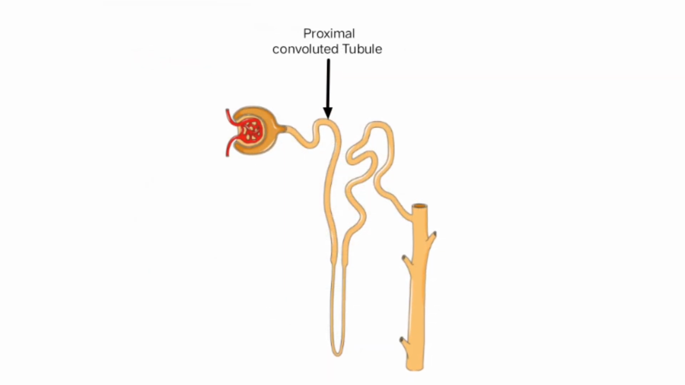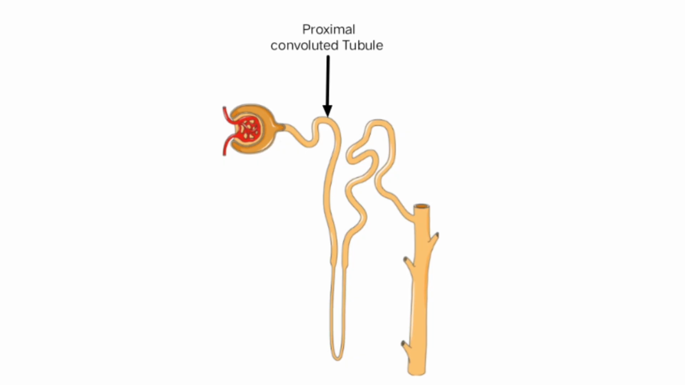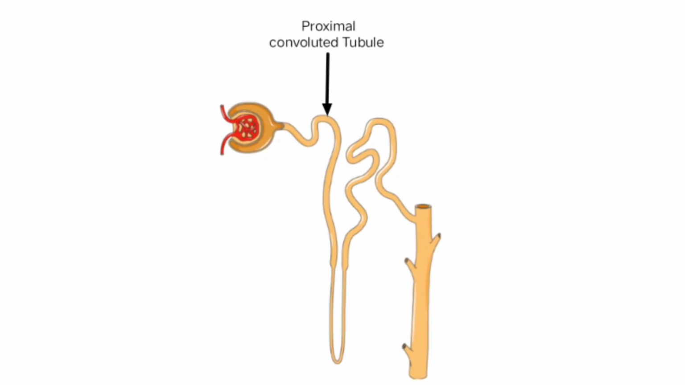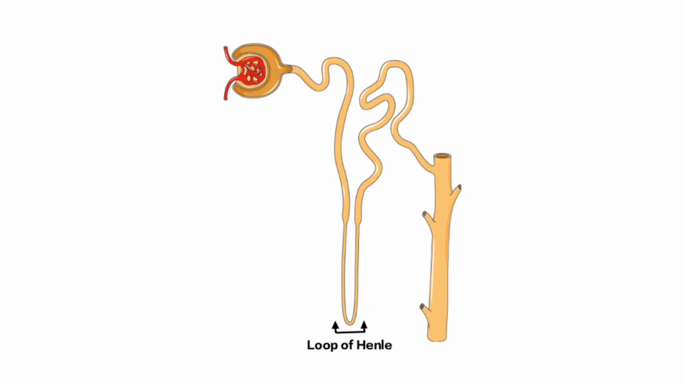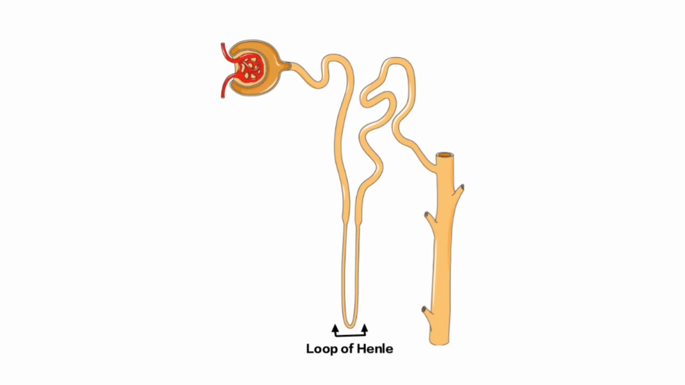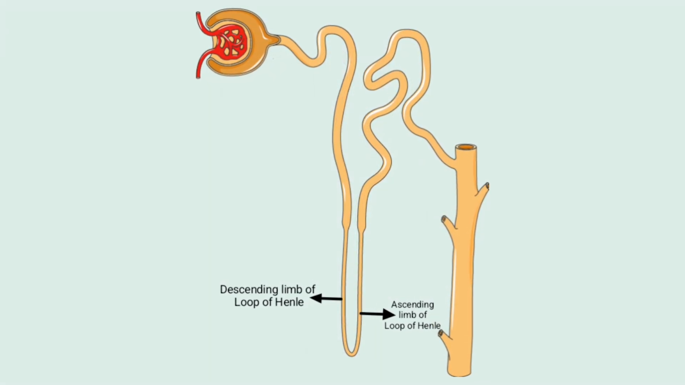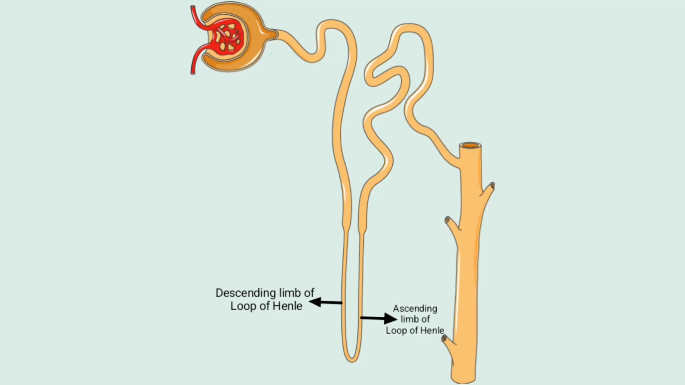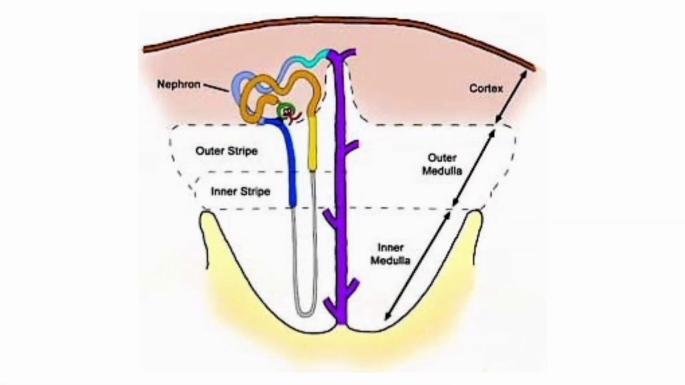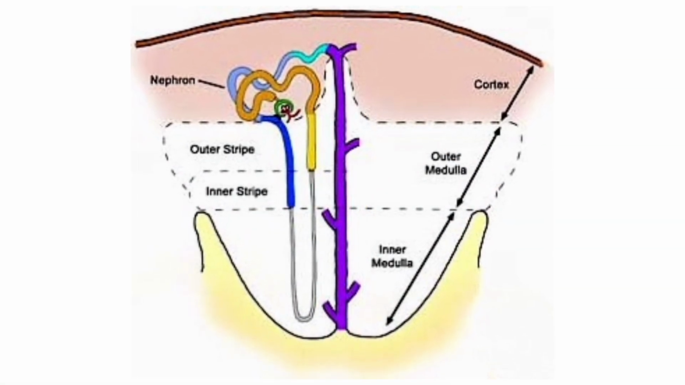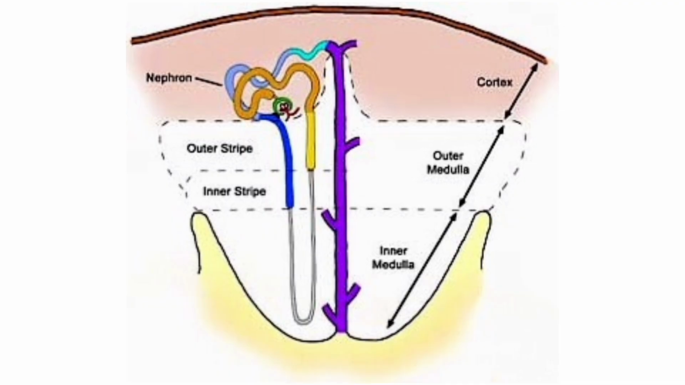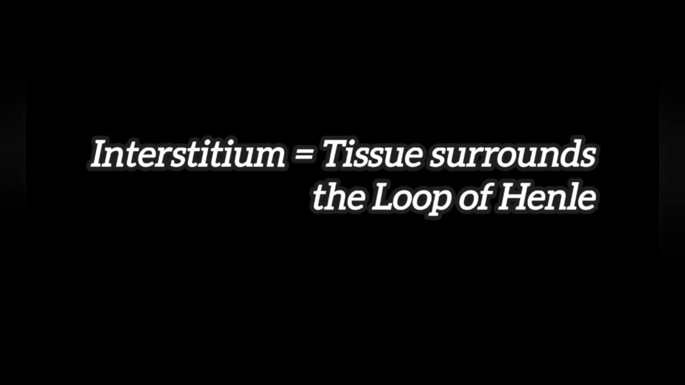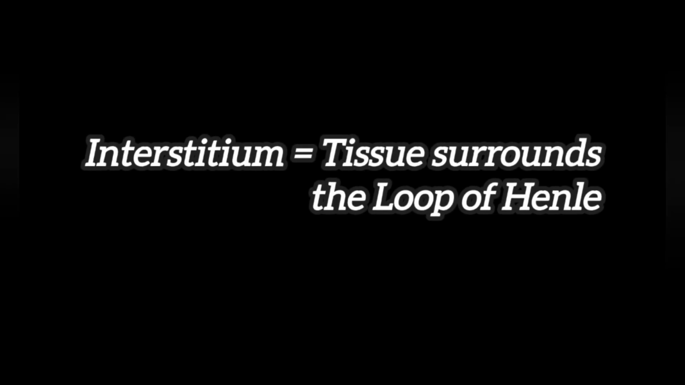Proximal convoluted tubule is a highly coiled network and a highly active segment of the nephron. The next part of the tubule is a hairpin-shaped loop of Henle. It consists of a descending limb and an ascending limb. It begins in the cortex and extends into the medulla, and then it returns back to the cortex. The tissue surrounding the loop of Henle is called interstitium.